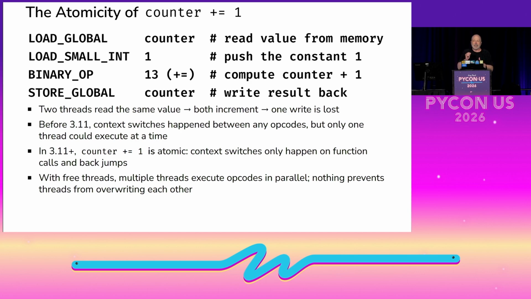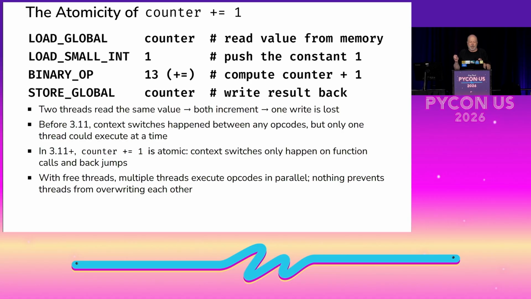But the idea is that when we have a bunch of threads running, they can insert themselves at any point between opcodes. And so we could have 2 threads, we could have multiple threads that are loading the value of counter. Multiple threads can be incrementing this value, and then whoever the last one is to write that value back is the winner, and the others lose, and you get ultimately the wrong value.